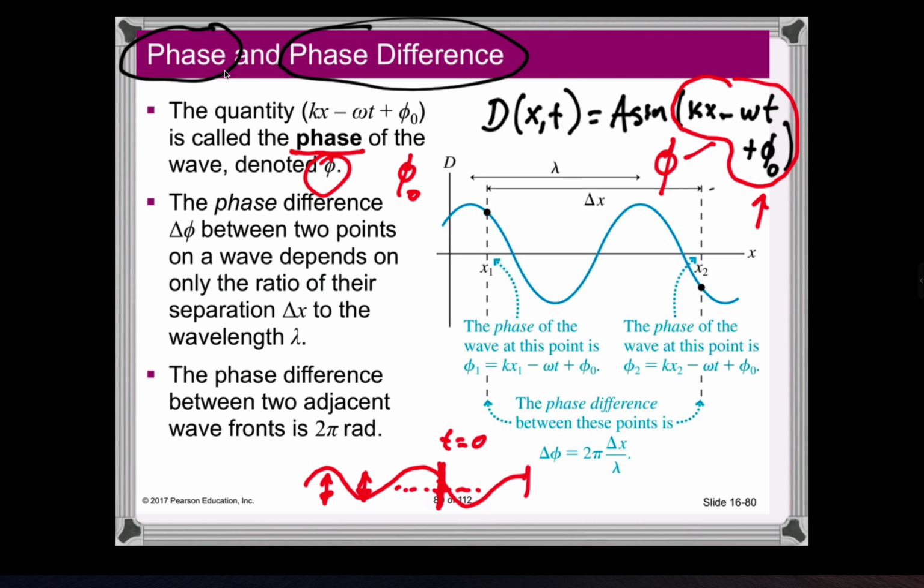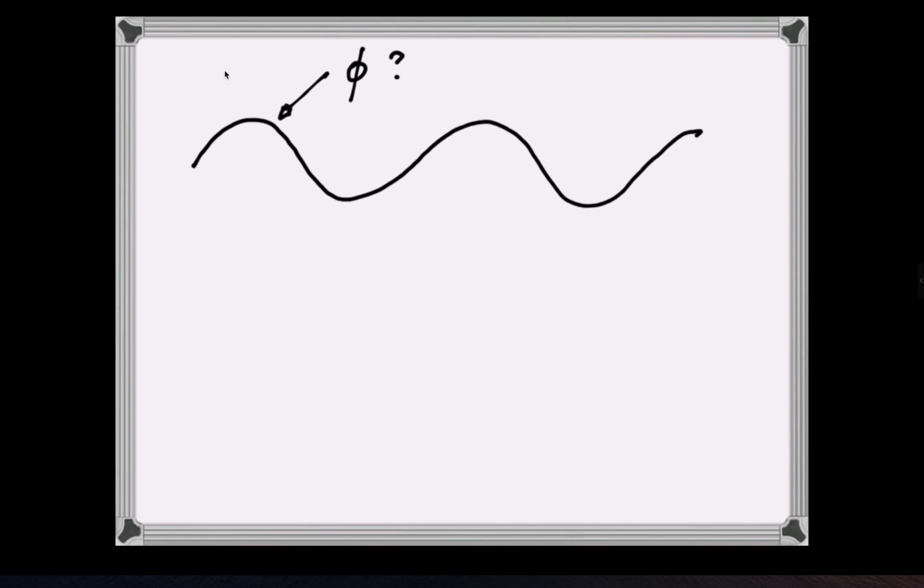So, for example, if I show you a picture of a wave propagating, so at this particular moment in time the wave looks like this, I can ask you, what is the phase of the wave at this point? Remember that this wave is represented by a mathematical function that is a sine function, an amplitude A times the sine of, and I'm going to just write the whole thing, kx minus omega t plus phi naught. Remember that we just defined it as the phase.